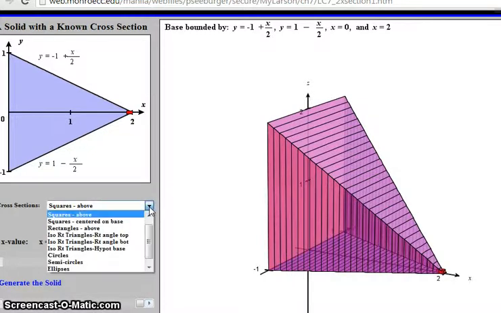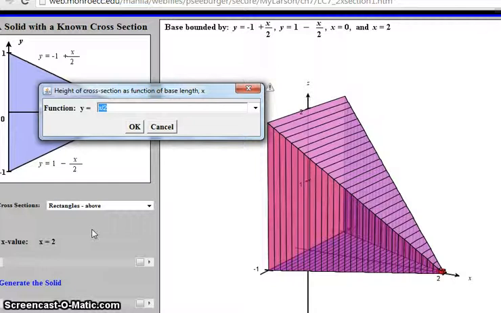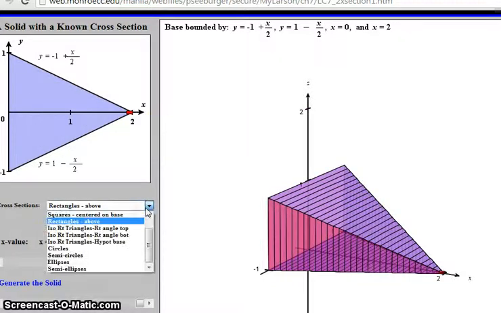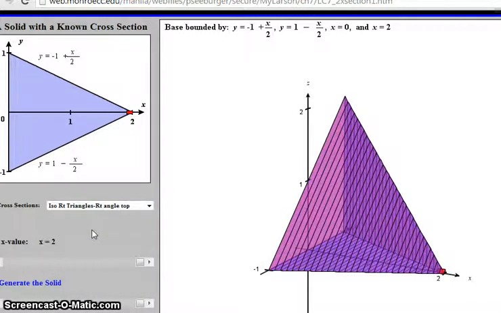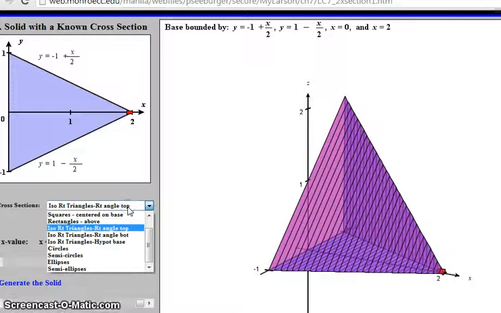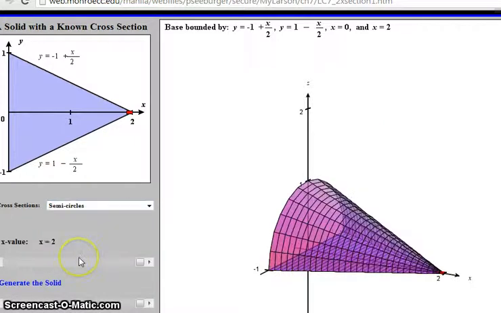Now we can also look at this and see what rectangles would look like. That's going to make me come up with an equation, so we're not going to look at that one. We can look at isosceles right triangles. We can look at semicircles. So that's what this one would look like, a bunch of semicircles.